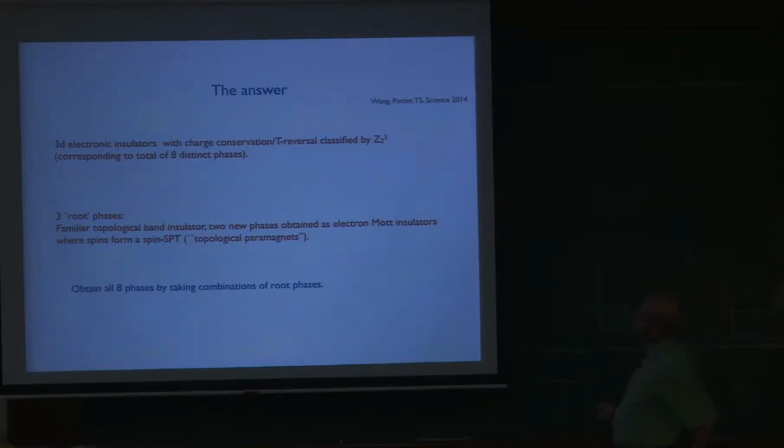Z2 cube means there are 3 generators, right? So to remind you, we're not talking about electronic topological insulators with U(1) semi-direct time reversal symmetry, where electrons are Kramers doublets under time reversal. Okay. So what are these 3 root phases? One of them is this familiar topological band insulator. And there are 2 others, which are the electronic Mott insulators where the spins have formed a spin SPT. So these are topological paramagnets. Okay.